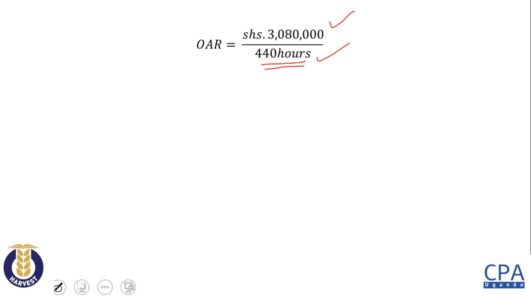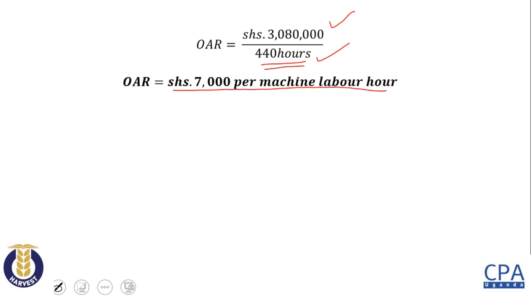So simplifying our fraction here further, we have 7,000 shillings per machine hour, and that becomes our overhead absorption rate. So we are saying our short-run variable costs are going to be absorbed at a rate of 7,000 per machine hour.